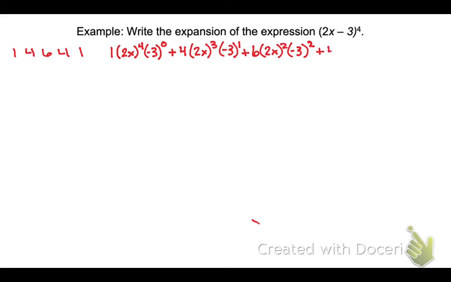Plus 4 times 2x to the first, times negative 3 to the third. Plus times 2x to the 0, times negative 3 to the 4.